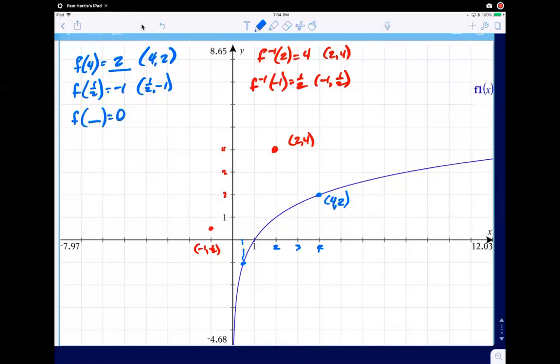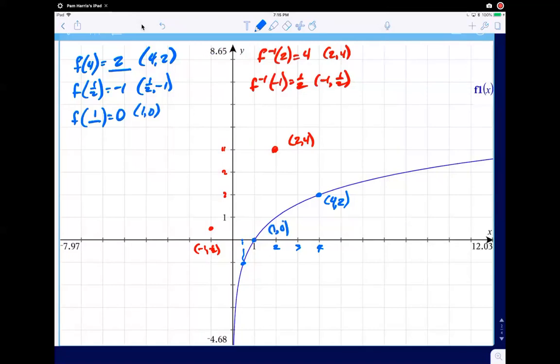Let's see. Where's the y value? Yeah, sure enough, the y value is 0 at 1. Is that right? So we've got the point (1, 0) on the function. Cool, okay.